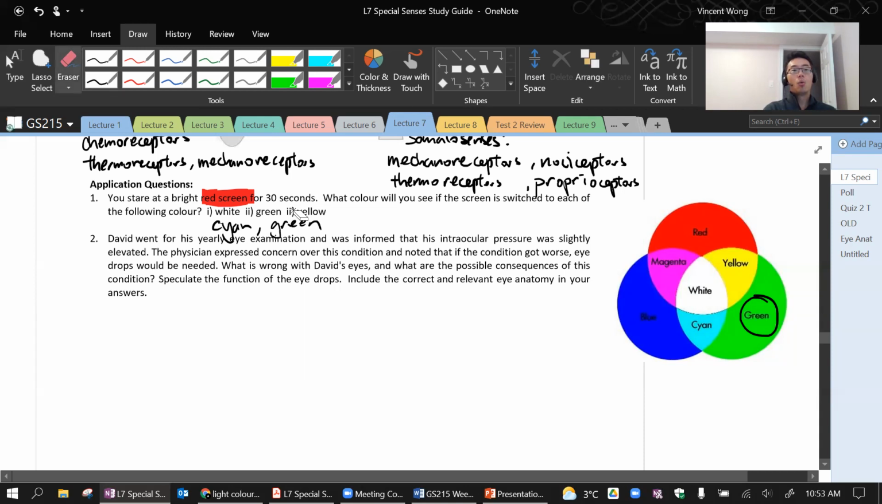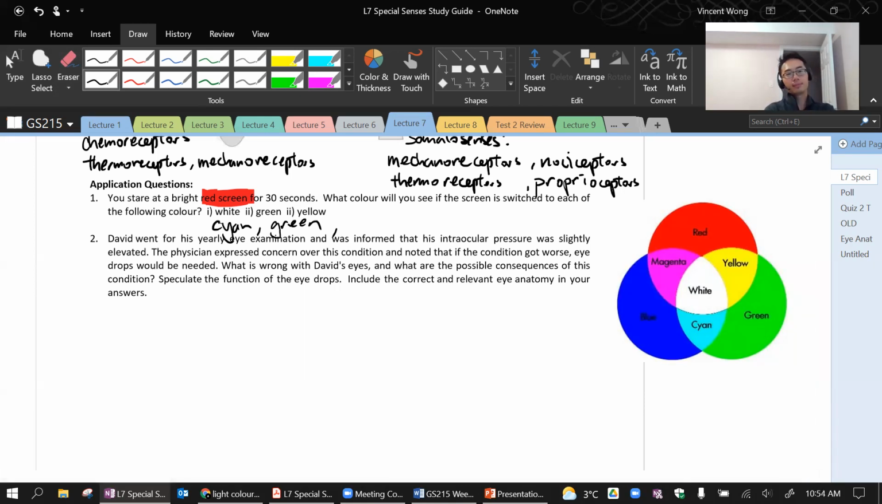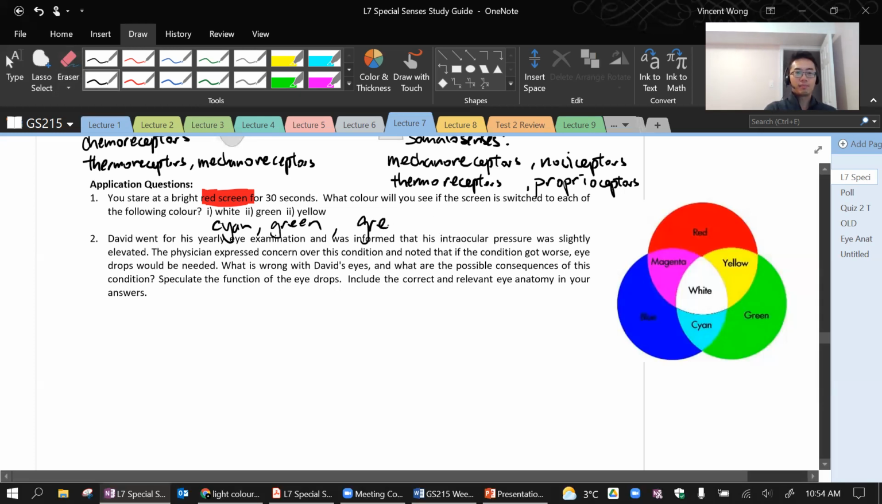Okay. What about the yellow screen? Now, this one is the one that we'll see if you understand all along what I'm saying. If you stare at a red screen for a long time and then you switch to a yellow screen, what color will you see on the yellow screen? Green is correct. Green, right?